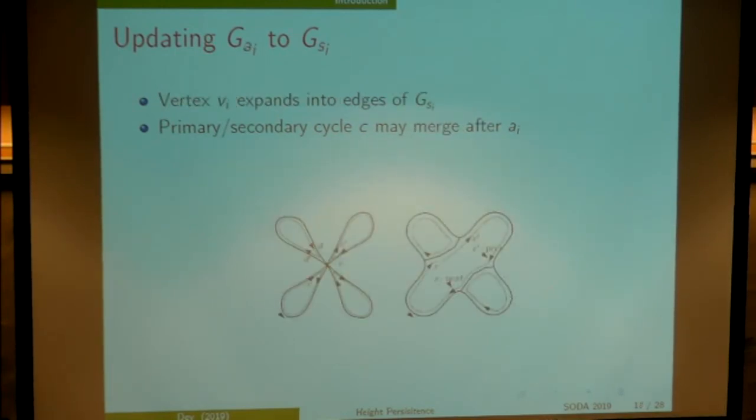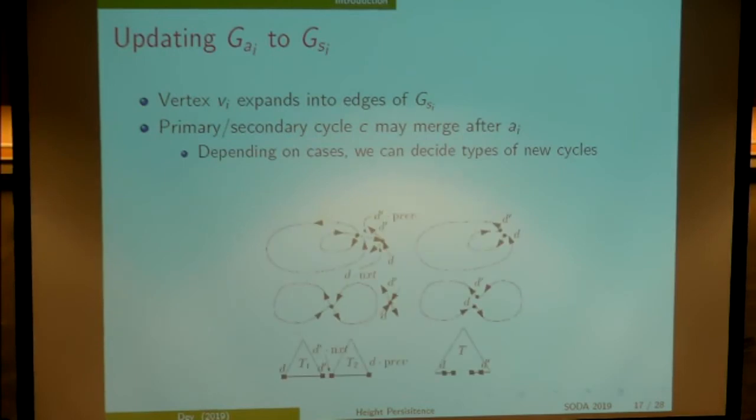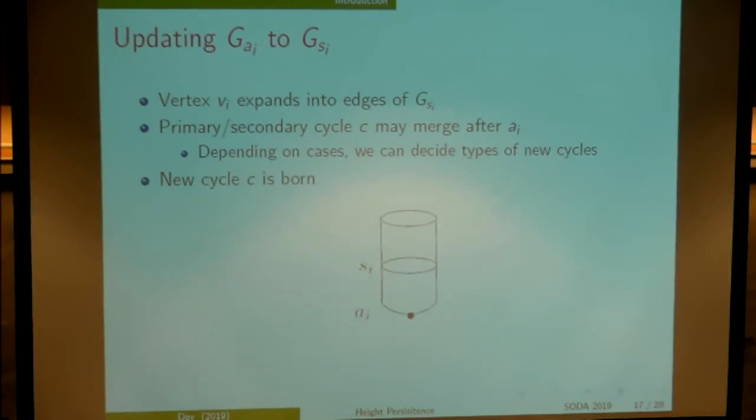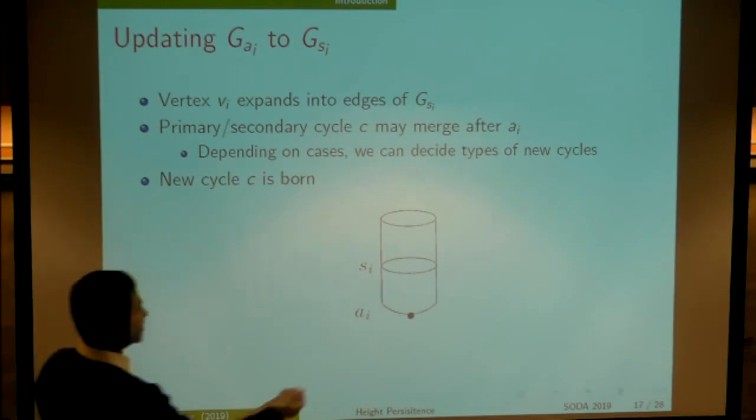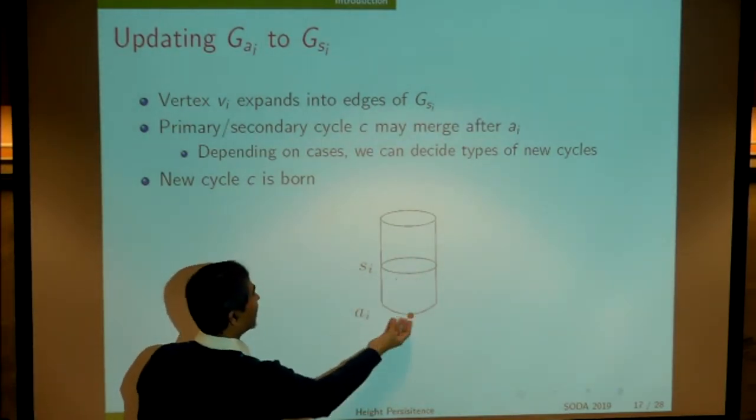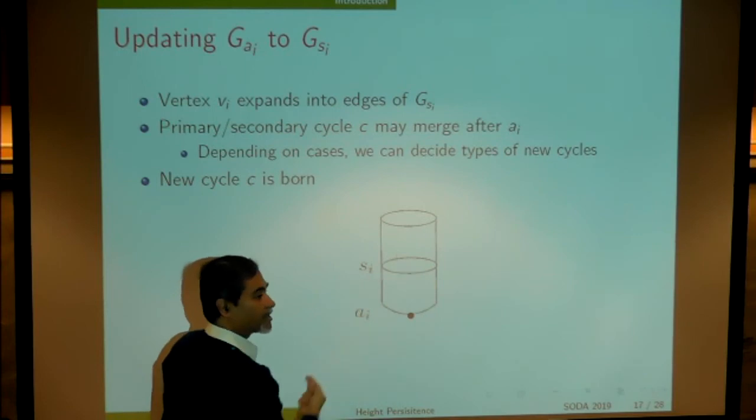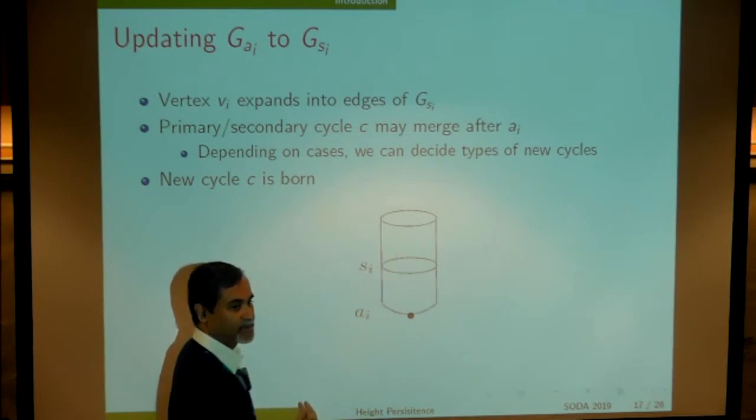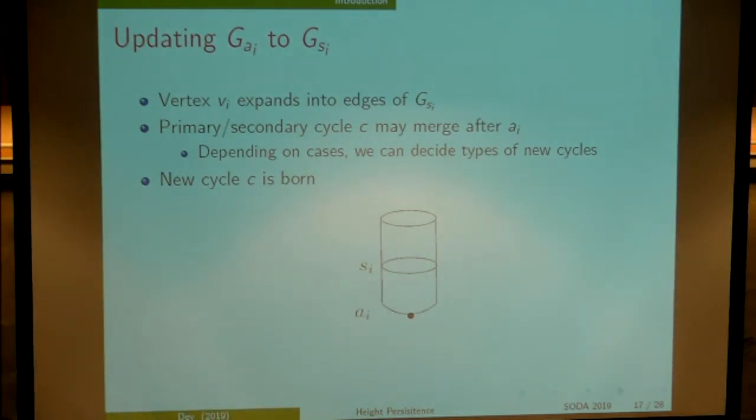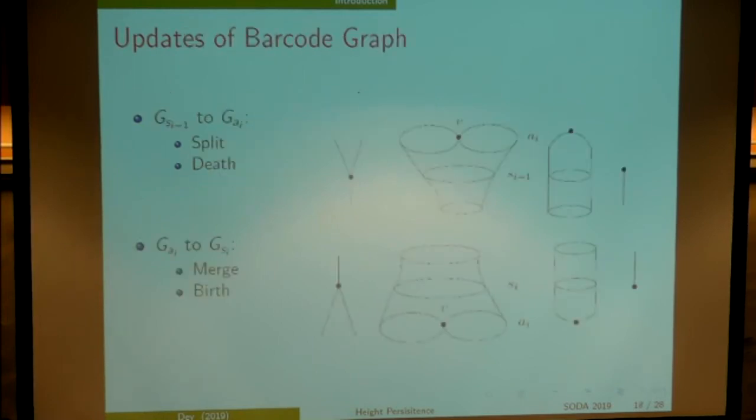Okay, so this is the other case. Let me not go over it. This is where a new cycle is born. At this vertex, I'm going from the vertex to the intermediate level, and then a new cycle is born. In general, this picture will probably tell you what is happening.